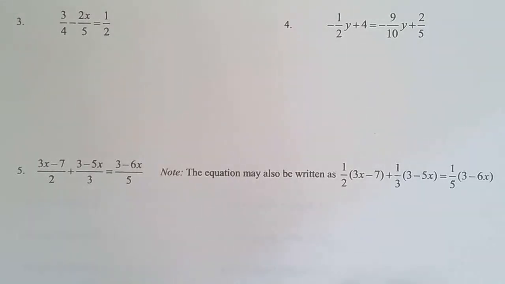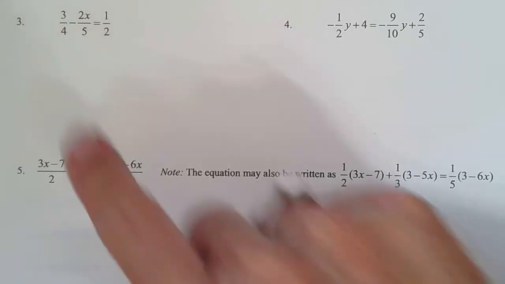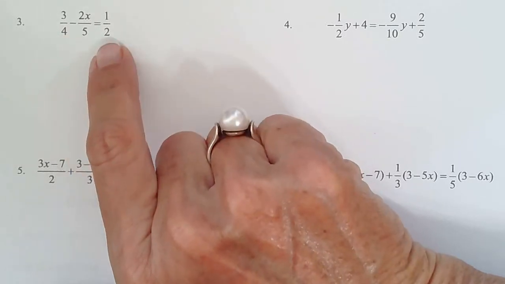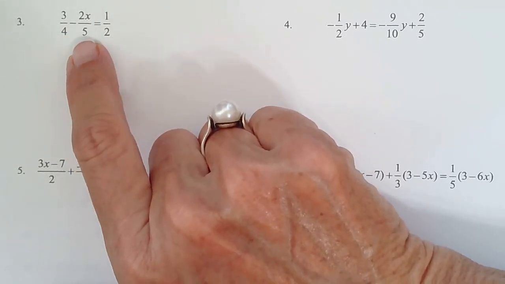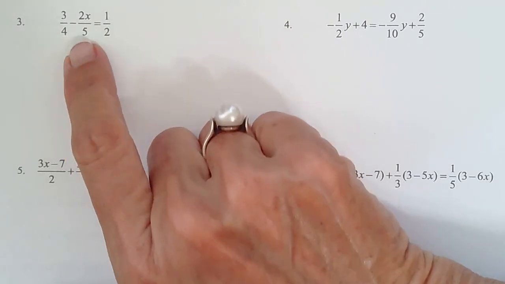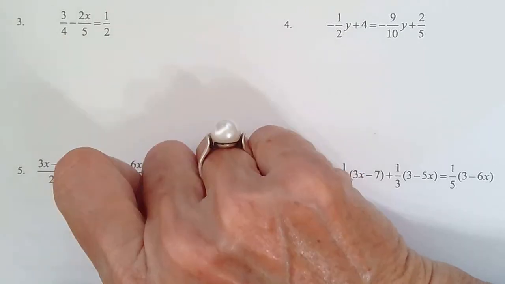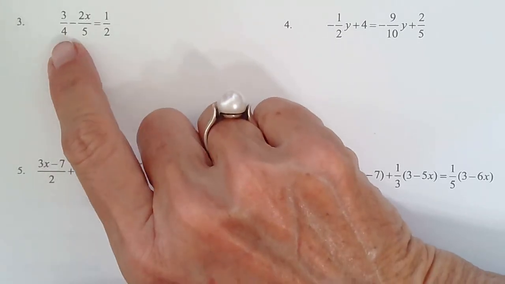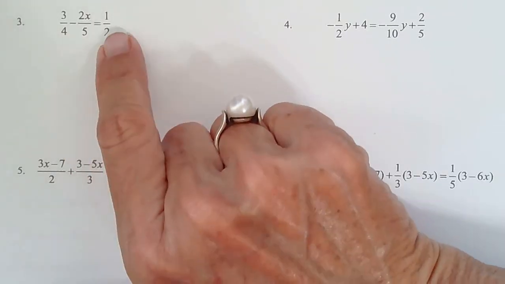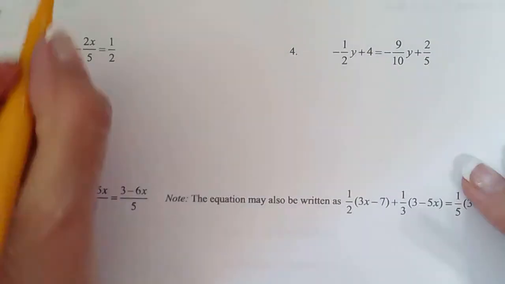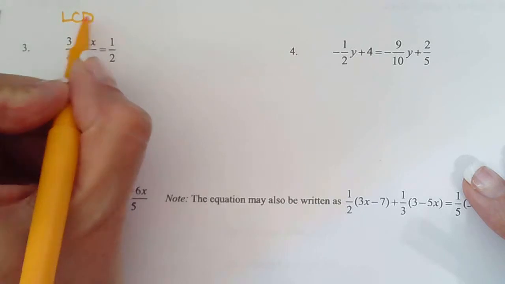Okay, so step 1, clear parentheses. There aren't any. Clear fractions. Yep, there are some. I always take the biggest number and ask first, does everything go into 5? No. So then I double 5. 5 times 2 is 10. Does everything go into 10? No. 5 times 3 is 15. Does everything go into 15? No. 5 times 4 is 20. Ding, ding, ding. Yes, yes, and yes. So does everybody agree the LCD is 20? Because all 3 of those go into 20.